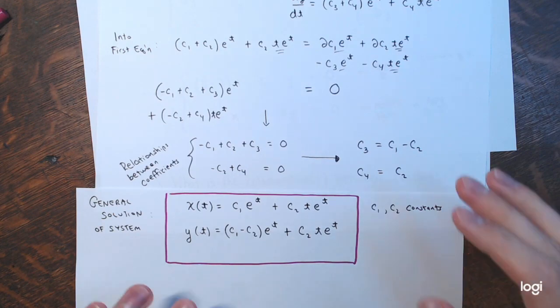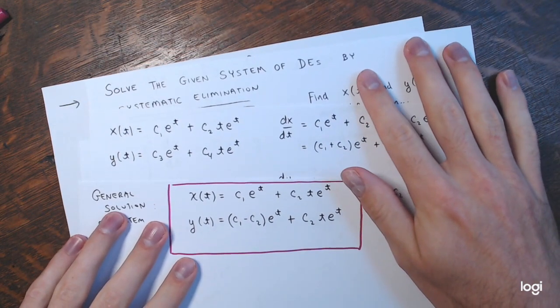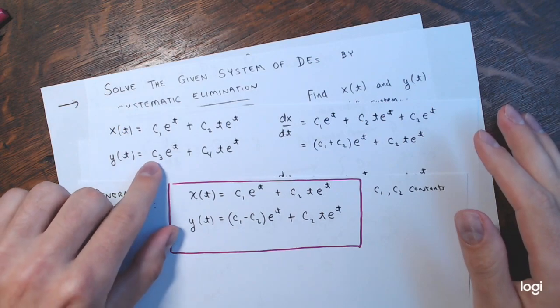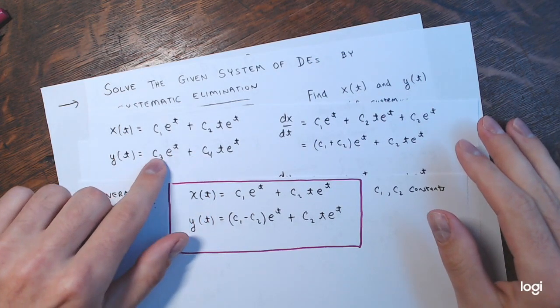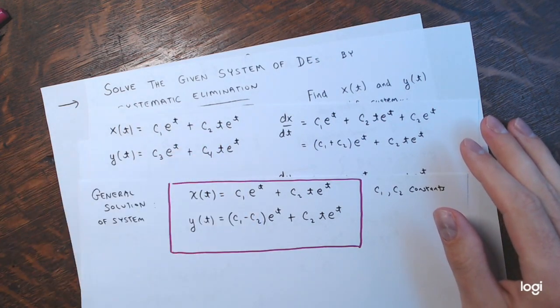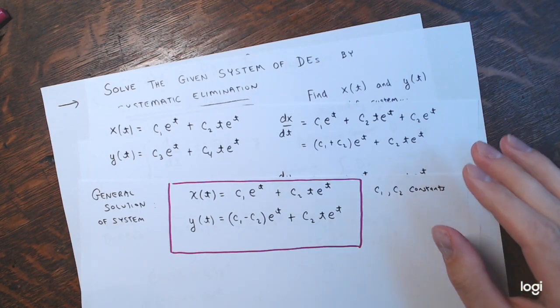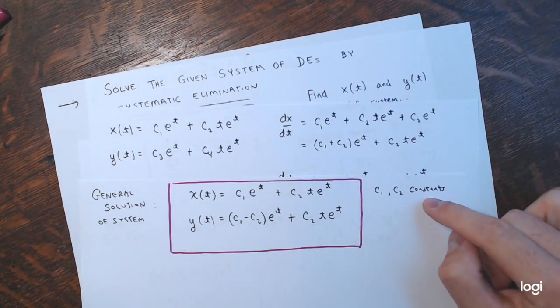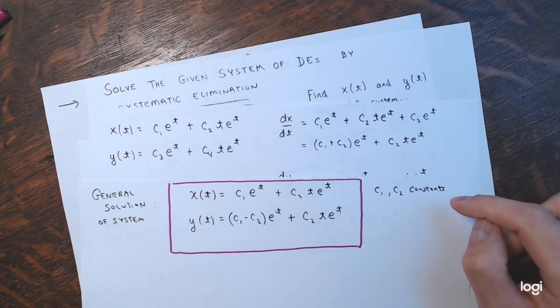And like I said, very often to write the general solution, you're going to try to express the coefficients of one function in terms of the coefficients of the other one, and try to limit it to as few constants, as few choices as possible. So hopefully that made sense.